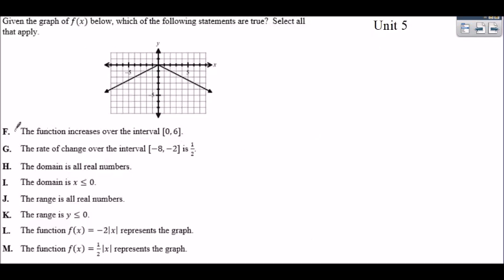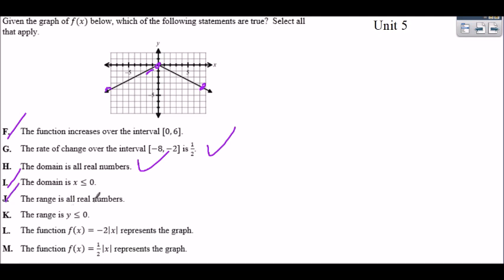Given this graph, which are true? The function increases over the intervals of 0 to 6. And we read left to right, that's going down, so that can't be it. The rate of change from -8 to -2 is up 1 over 2. Yep, so that's good. Domain, that means from left to right, is all real numbers. That's true. And if it's all real numbers, it can't be limited. The range is all real numbers, so that means all the way down forever. That's true. And then up forever? Nope, it stops right here, so that can't be it.